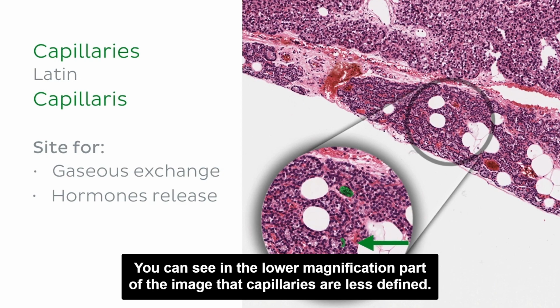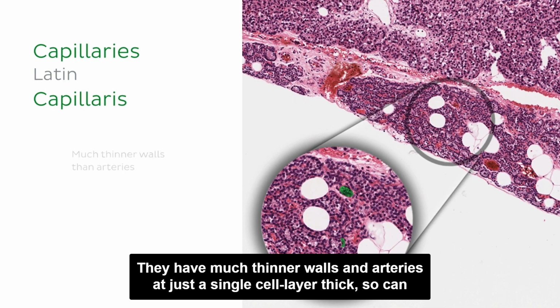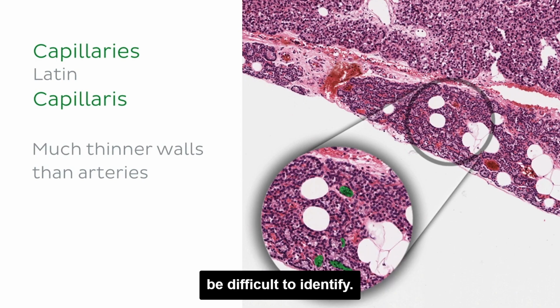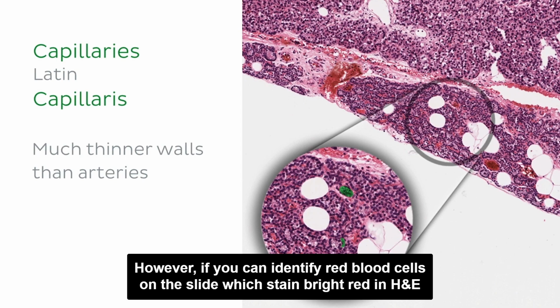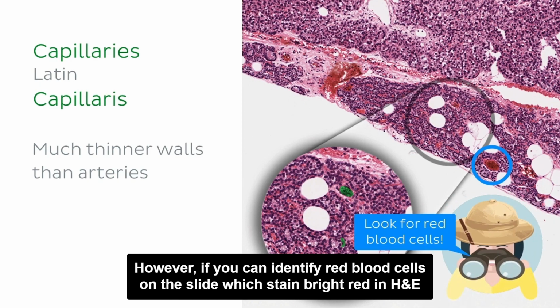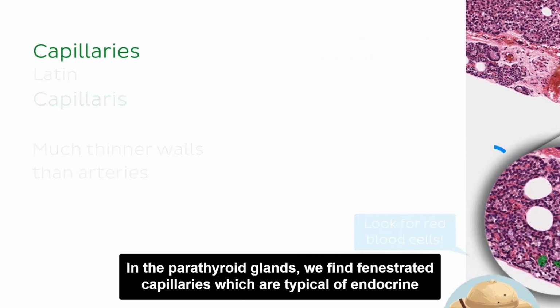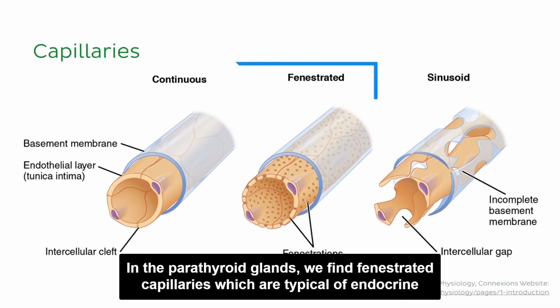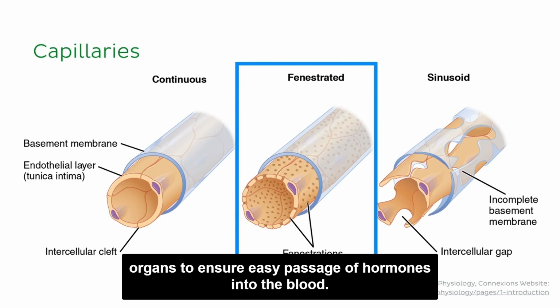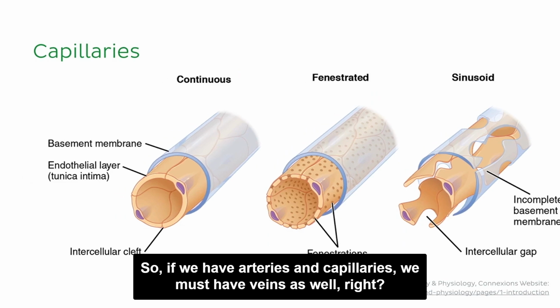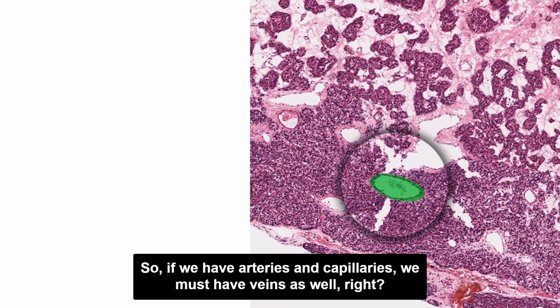You can see in the lower magnification part of the image, the capillaries are less defined. They have much thinner walls than arteries at just a single cell layer thick, so can be difficult to identify. However, if you can identify red blood cells on the slide, which stain bright red in H&E sections, this can help to find the capillaries. In the parathyroid glands, we find fenestrated capillaries, which are typical of endocrine organs, to ensure easy passage of hormones into the blood. So if we have arteries and capillaries, we must have veins as well, right?